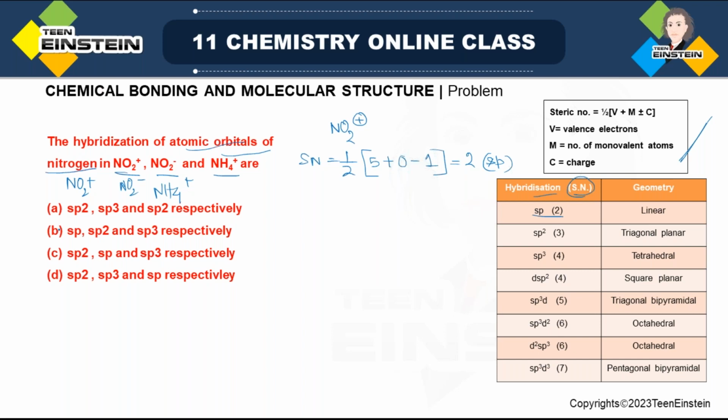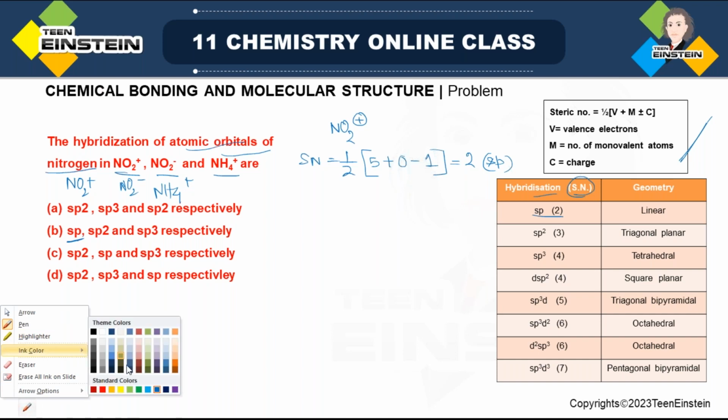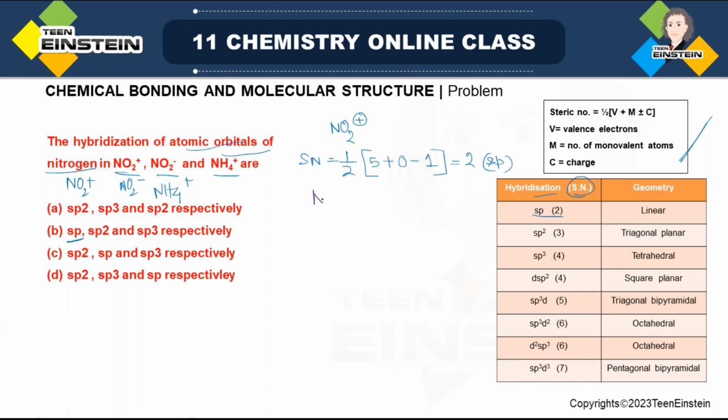Okay. Now luckily, in option B, the first one is mentioned as sp. All the options it is sp2, sp2. So you can choose this. But we will also see why the other species, what should be the hybridization. 5 plus 0, negative charge, that means plus 1. Now it is 6 by 2. So it is sp2. Okay.